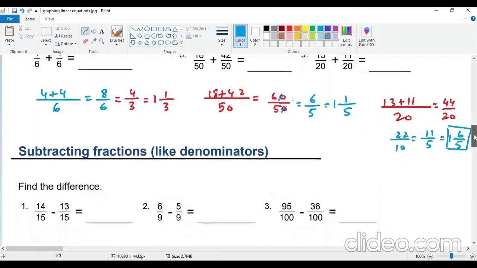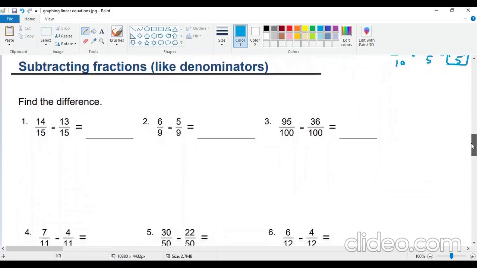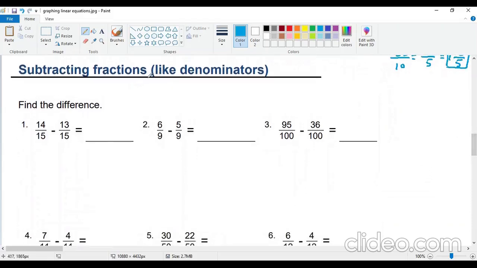Okay, subtracting fractions with the like denominators. Denominators are same, so you proceed with the same way, same pattern. Only write once, and you write 15 here only once. 14 minus 13 is going to give us a 1 over 15 as an answer, and you'll get full marks. When it comes to next question, you write once only 9, and 6 minus 5 is going to give us a 1 over 9 as a final answer.